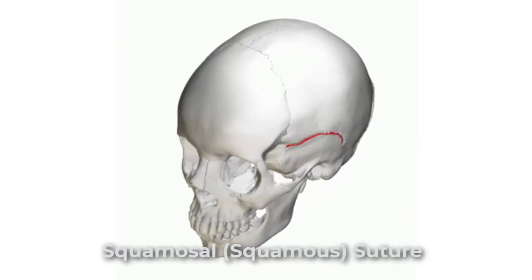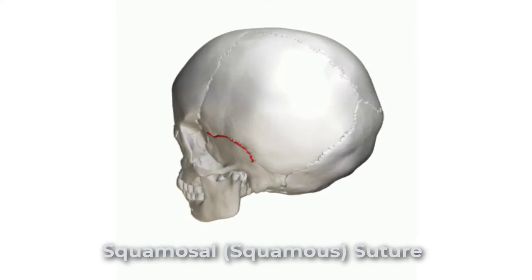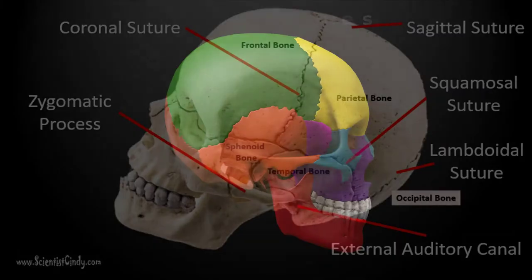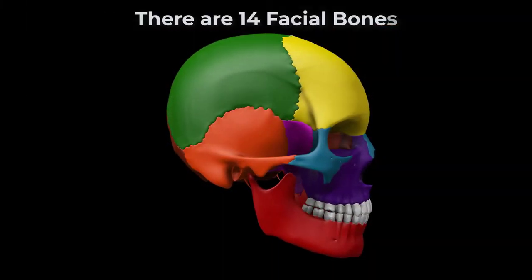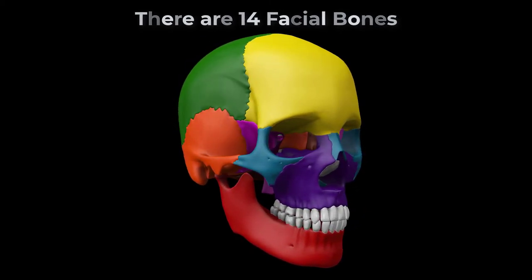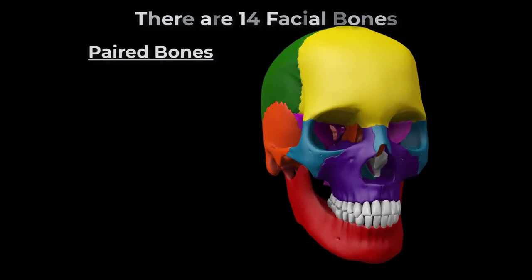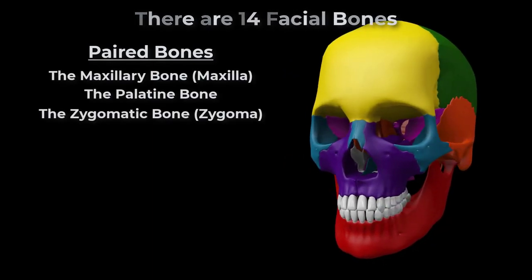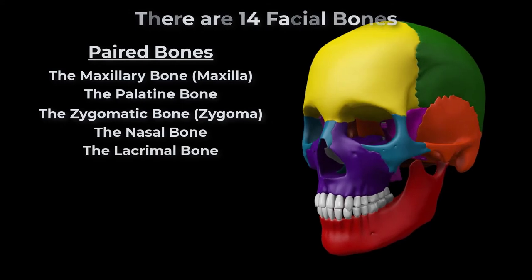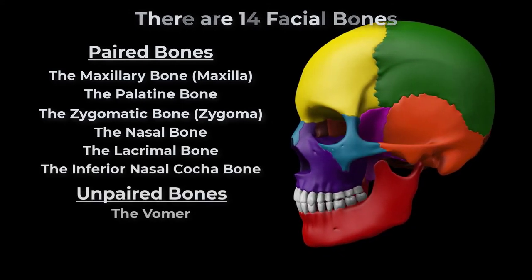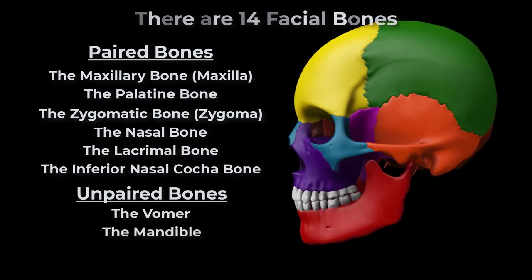The squamous suture is located on the lateral skull. It unites the squamous portion of the temporal bone with the parietal bone. The facial bones include 14 bones, with 6 paired bones and 2 unpaired bones. The paired bones are the maxilla, the palatine, the zygomatic, the nasal, the lacrimal, and the inferior nasal concha bones. The unpaired bones are the vomer and the mandible.